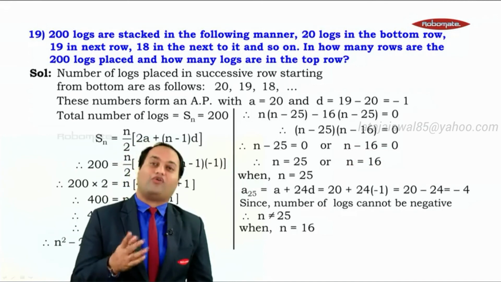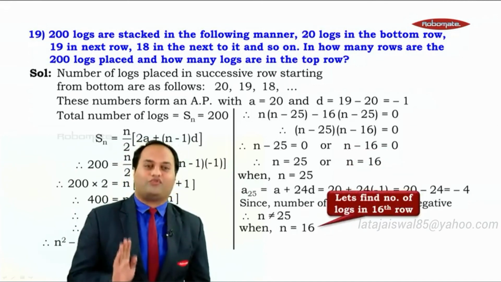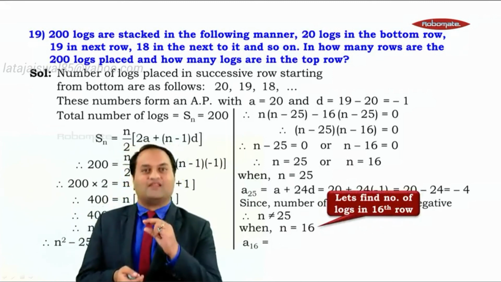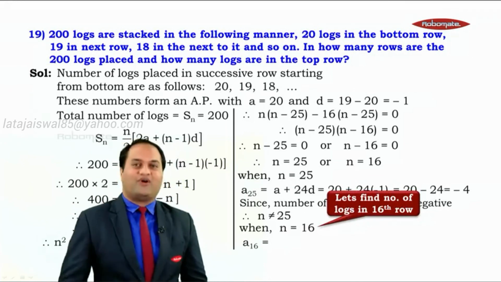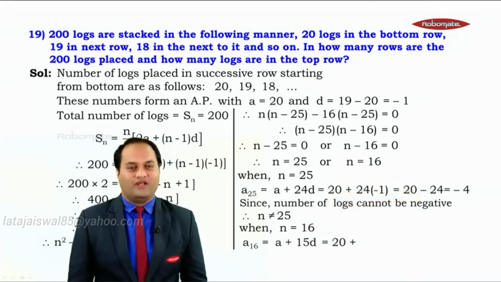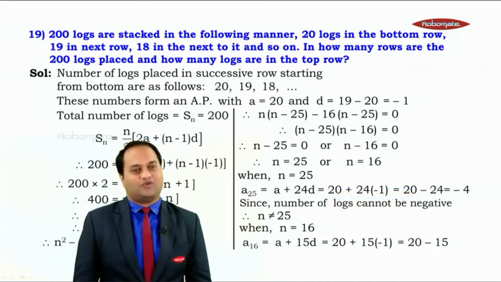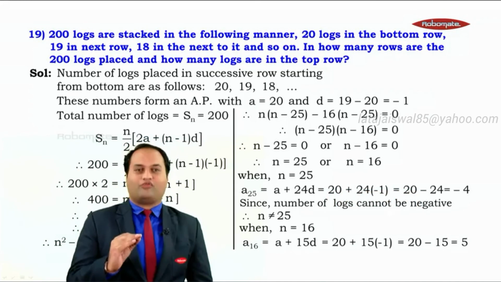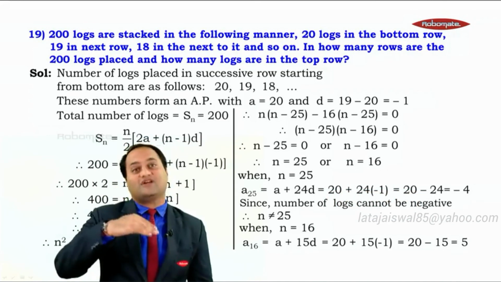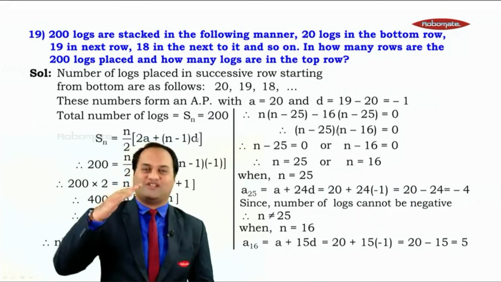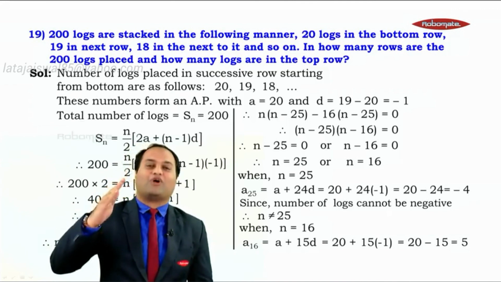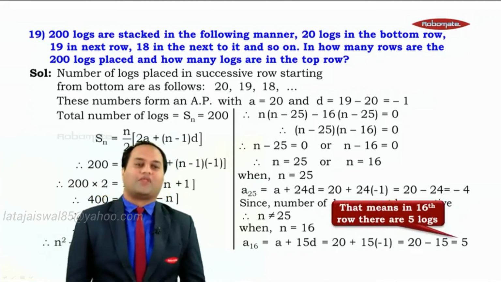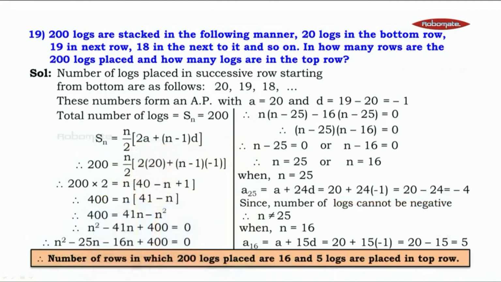Now let's find the number of logs in the 16th row. That is, we are supposed to find A16, because A16 represents the number of logs in the 16th row. Right? Let's find A16. It's a plus 15d. That's 20 plus 15 into minus 1. That's 20 minus 15, which is equal to 5. So the number of logs in the 16th row, where the 16th is the top row, because the total number of rows are 16. So A16 becomes the number of logs in the top row, that is the 16th row. So the number of logs in the top row is 5.